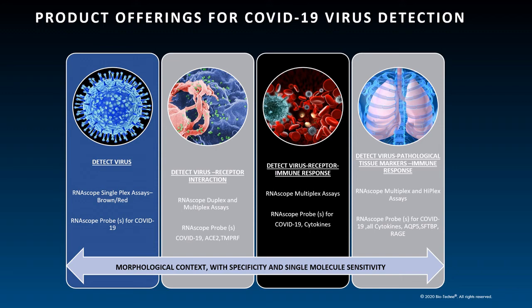But most importantly, with our HiPlex assay, you can look at this entire plethora of probes and understand the entire pathogenesis of how this virus is acting through its infection and working in the body. And so with this morphological context, the specificity, and the single molecule detection of RNAscope, you can look at that entire mechanism of action of the COVID-19 virus.